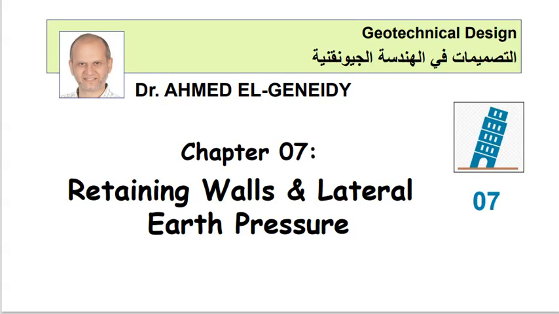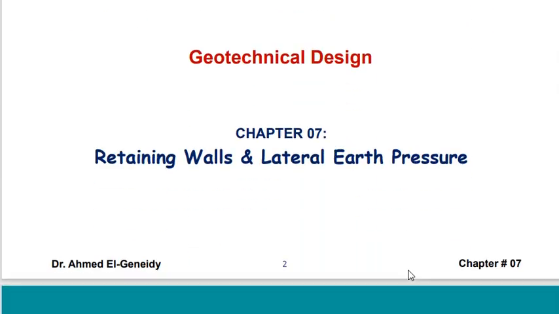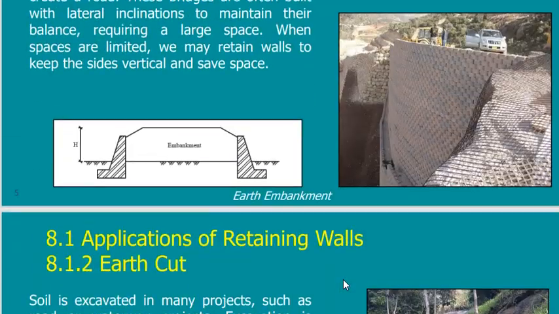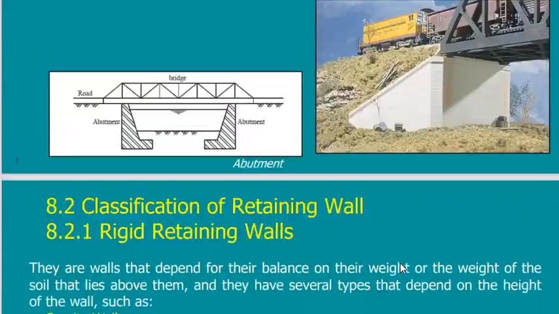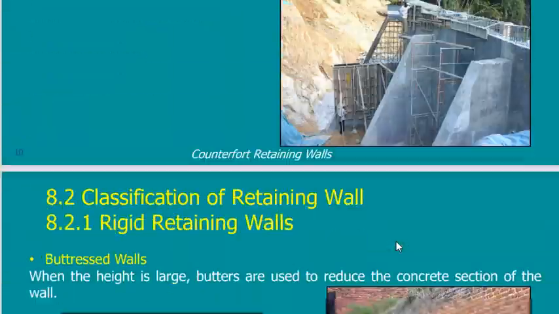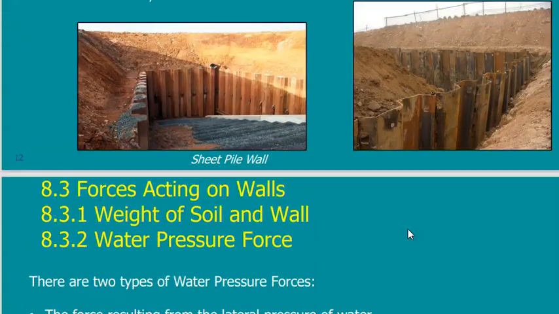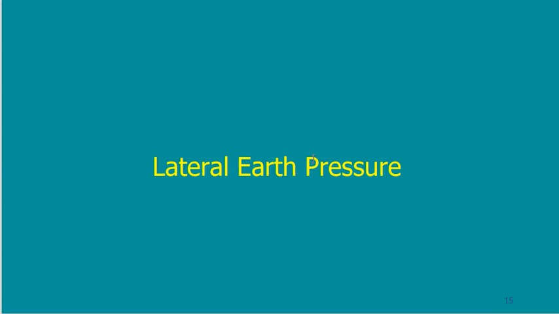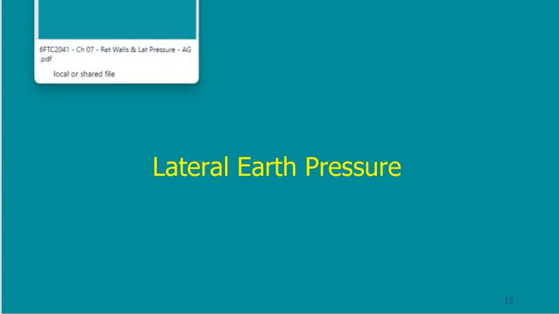Today's lecture is part 2 of chapter 7, retaining walls and lateral earth pressure. In the first part of the lecture, we finished all types of retaining walls, how they are constructed, and the concept of their design and so on. In this part of the lecture, we are going to study lateral earth pressure. Why are we going to study lateral earth pressure?